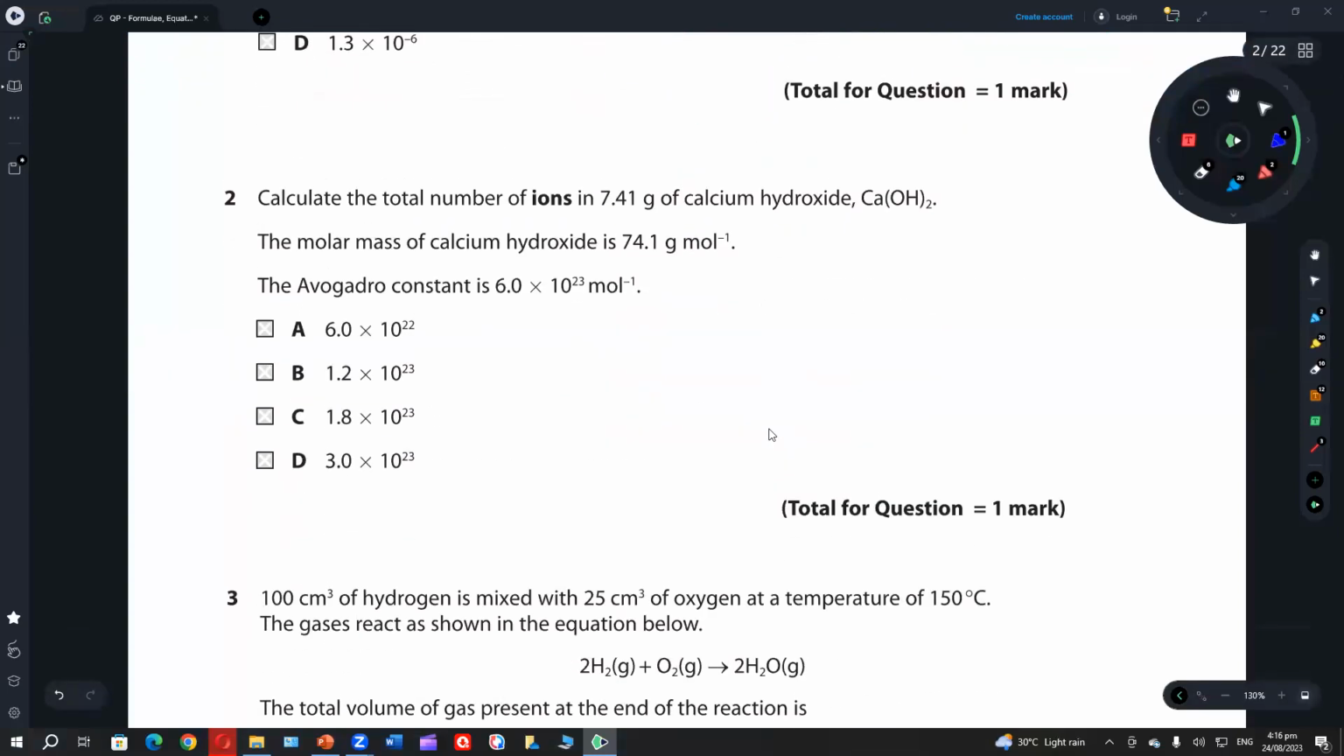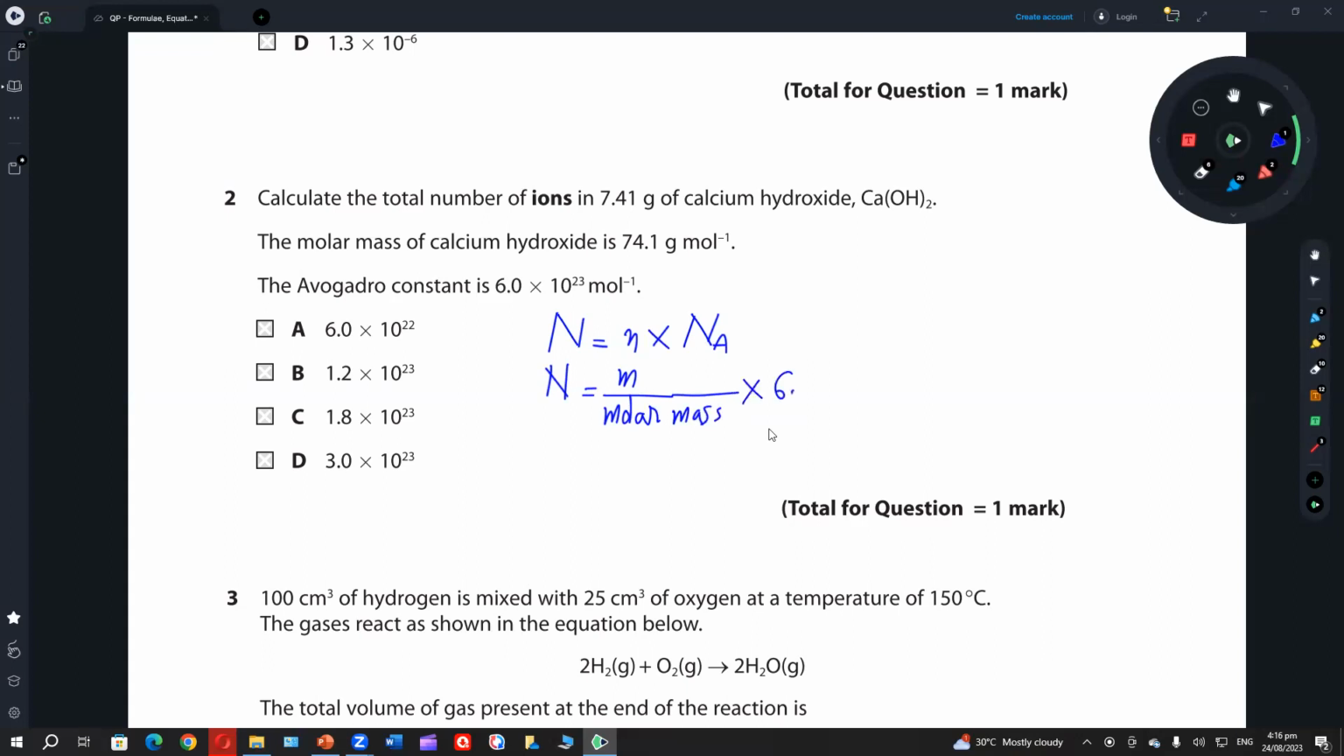Good. Calculate the total number of ions in 7.41 gram of calcium hydroxide. The molar mass of calcium hydroxide is 74.1. The Avogadro constant is this. What's the formula? Number of particles is equal to number of moles times Avogadro number. What is the formula for number of moles? Mass over molar mass. What is Avogadro number? 6 times 10 to the power 23.